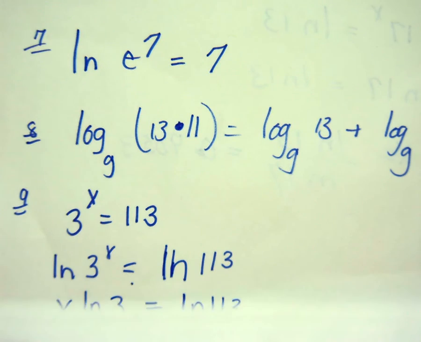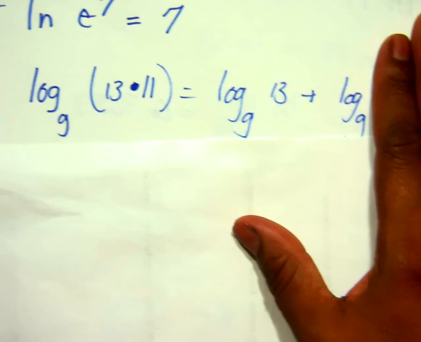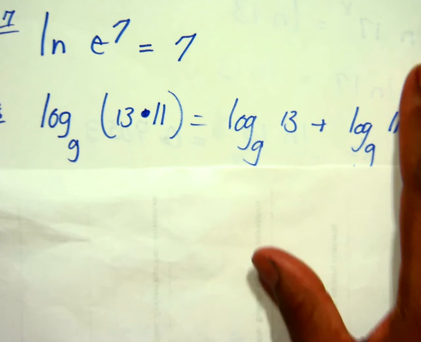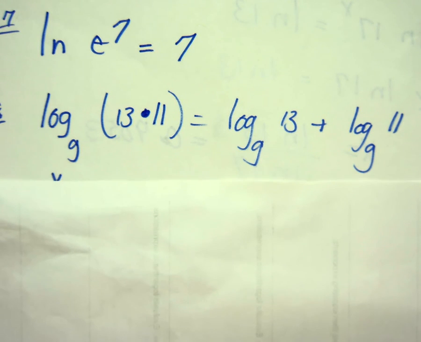Then we have number 8. Given to you is log base g of 13 equals 11. So my apologies for that little typo right there. Remember earlier when we did a previous example, when you see multiplication, that means addition. So when we split this using the opposite of the distributive property, we have log g 13 plus log g 11.